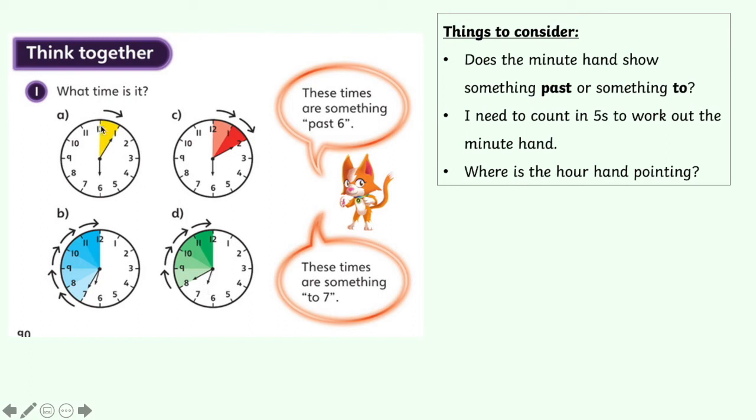So let's have a look at this first one. I need to look at the minute hand, and starting right at the o'clock, I need to count in fives. 5. Great, just one hop this time, so that means that it is 5 past 6 o'clock.